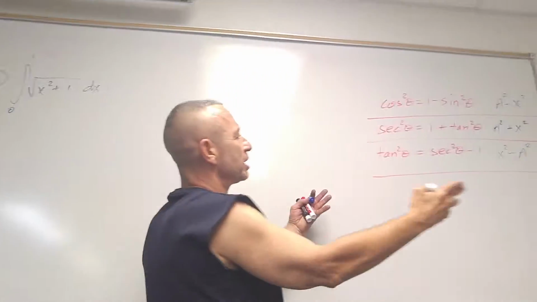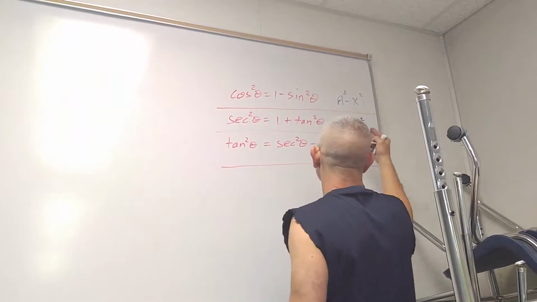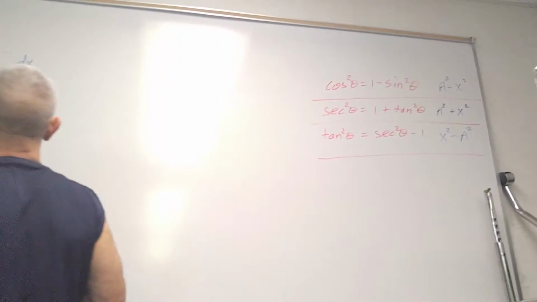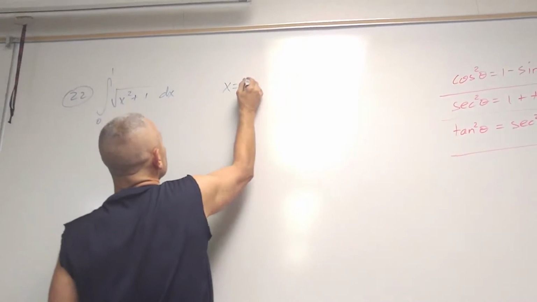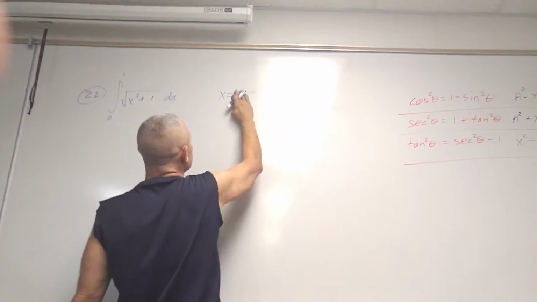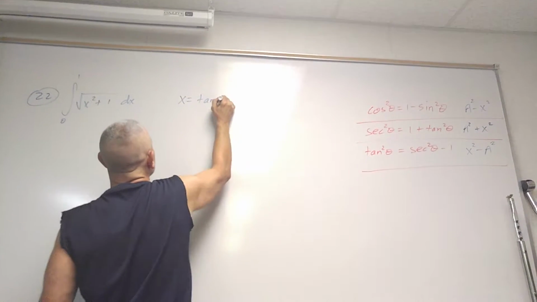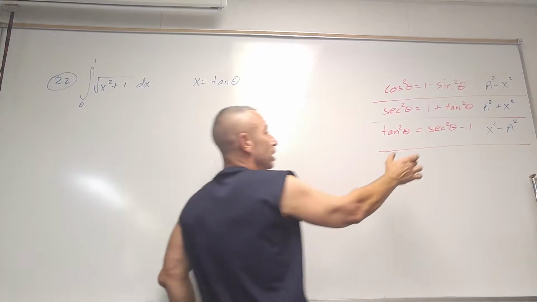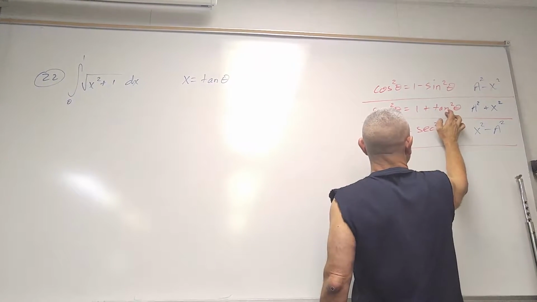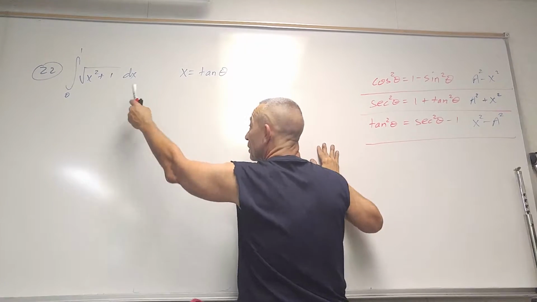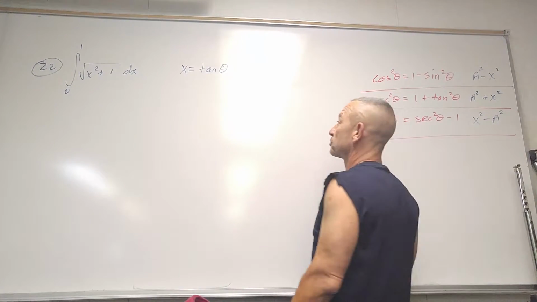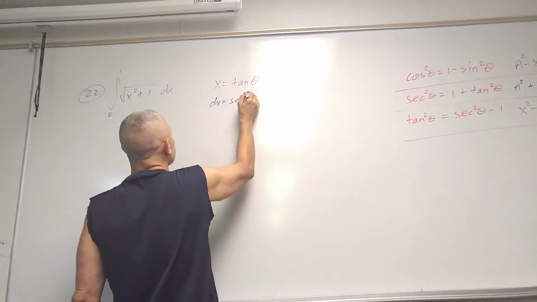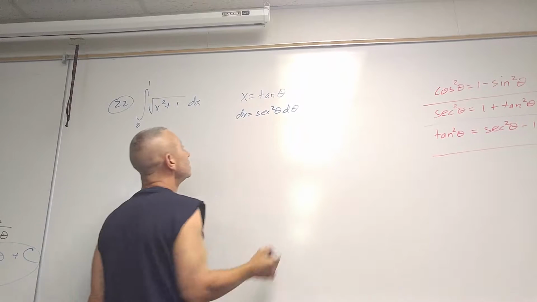So I see which one of these has x squared plus some number. 1 plus tan squared. Right there. So I'm going to let x equal secant. Excuse me, x equal tangent. Right? So I'm trying to get this. If I have 1 plus tan squared, that'll become a secant squared, and under the square root, that simplifies nicely. What is dx? Secant squared theta d theta.